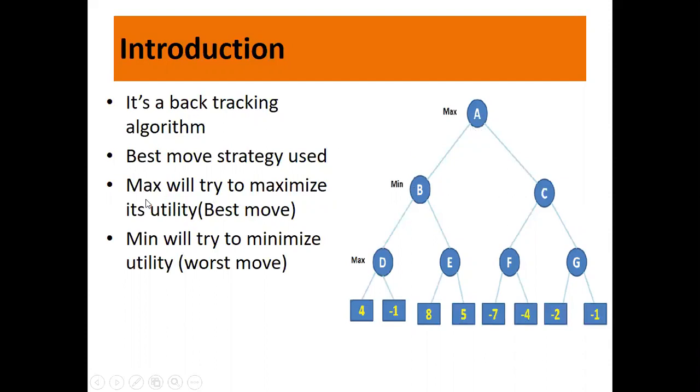Max will try to maximize its utility. These are the utility values you can see at the leaf nodes. If you remember the previous session, you will understand what these utility values are. And Min will try to minimize the utility, which is worst for Max. Now this utility is nothing but the score a player can get if he follows this particular path. Positive means winning and negative means losing the game. I hope the simple introduction is clear.